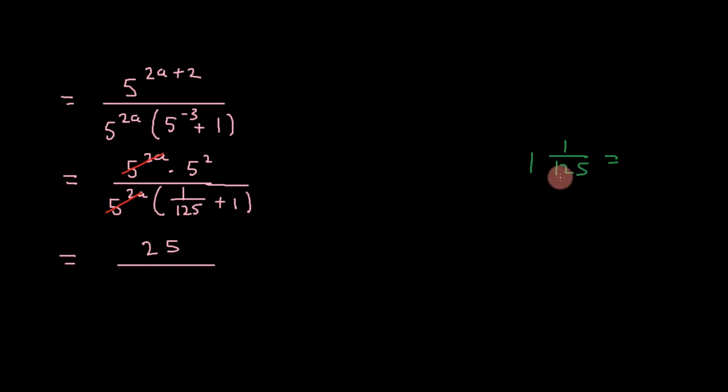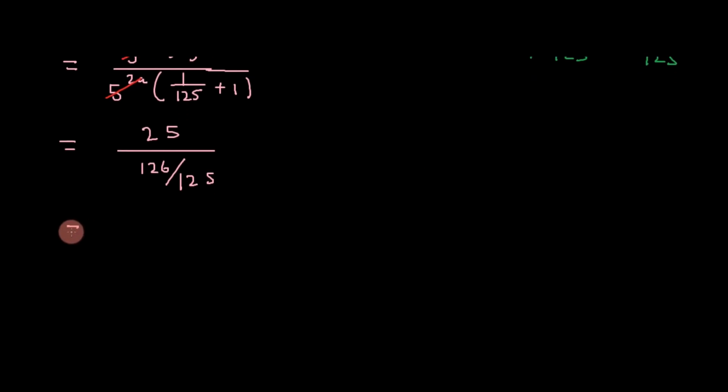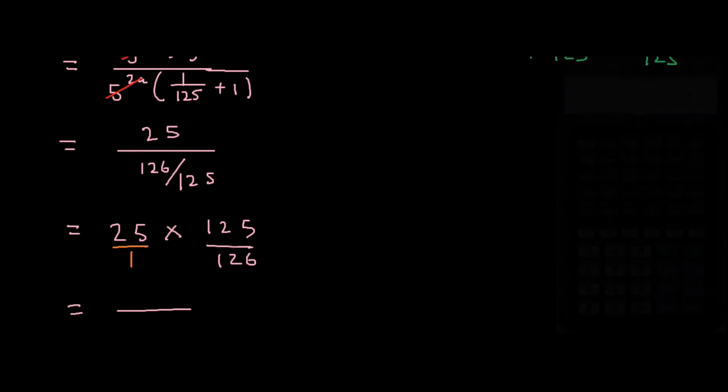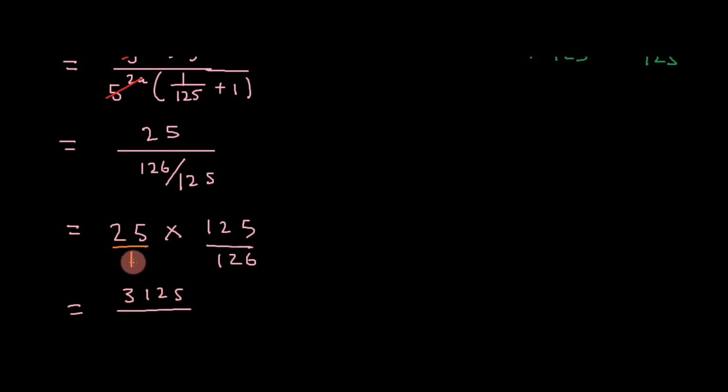Writing this as an improper fraction, 125 times 1 is 125, plus 1 is 126. So in the denominator, we have 126 over 125. Now we can multiply the numerator by the inverse of the denominator. And of course, this is over 1. So then multiplying the numerators, we have 25 times 125, which is 3,125. So 3,125, and 1 times 126 is 126.